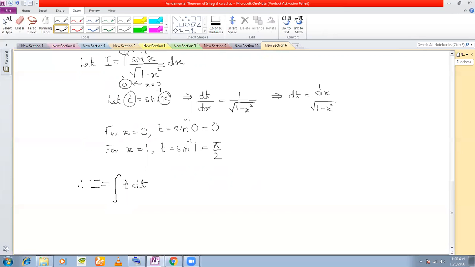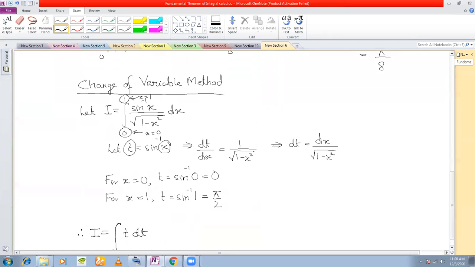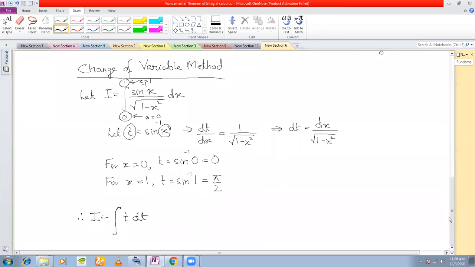But the problem here is that we cannot write these limits 0 to 1. Why can we not write these limits? Because we have changed the variable, and when we change the variable, the value of t has also changed. For x is equal to 0, how much is the value of t we are getting? 0. So we give the lower limit 0. And for x is equal to 1, the upper limit, what is the value of t we are getting? Pi by 2. So we change the upper limit to pi by 2.